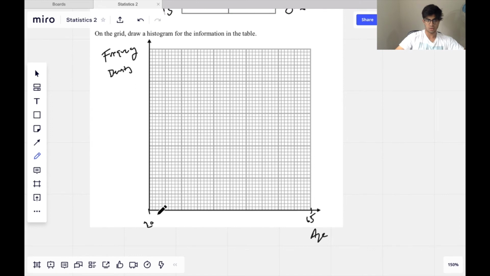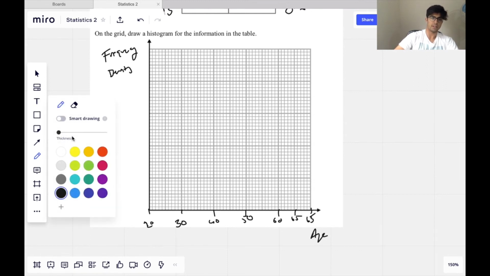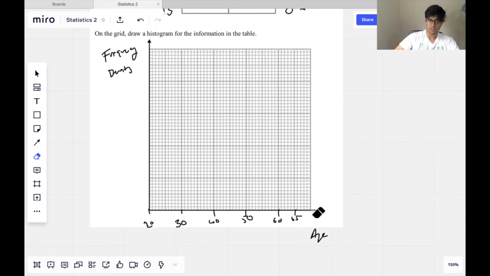So there's 2, 4, 6, 8, 10. So there's 10 squares, and we have to cover 45. So that means we can do each small square as 5. So you can do 30, 40, 50, 60, and then 65. This is the nicest way I can think of fitting it in. So you can see each of these big squares is 10, and so this one is of course 70.